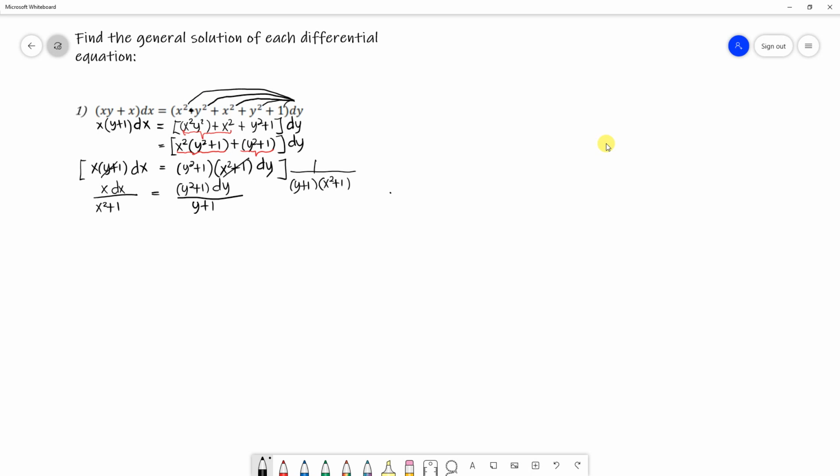Once we have separated all the variables with their own respective variable sets of dx and dy, we can now get the integral of each member. So, pwede na natin i-integrate. Gawin ko lang yung iba.